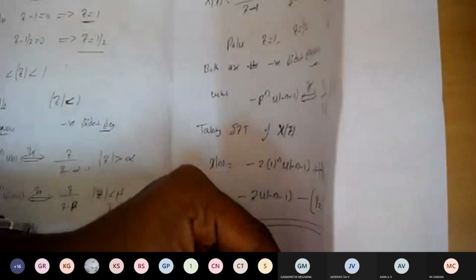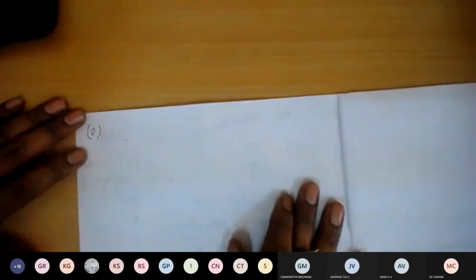Now we'll take some more problems based on the region of convergence. The region of convergence will play a very important role, because based on this only we are going to find out the sequences. So let us consider the next problem. For this one also we'll consider two different ROCs. The ROC will be given, and based on that we need to find out the sequences.